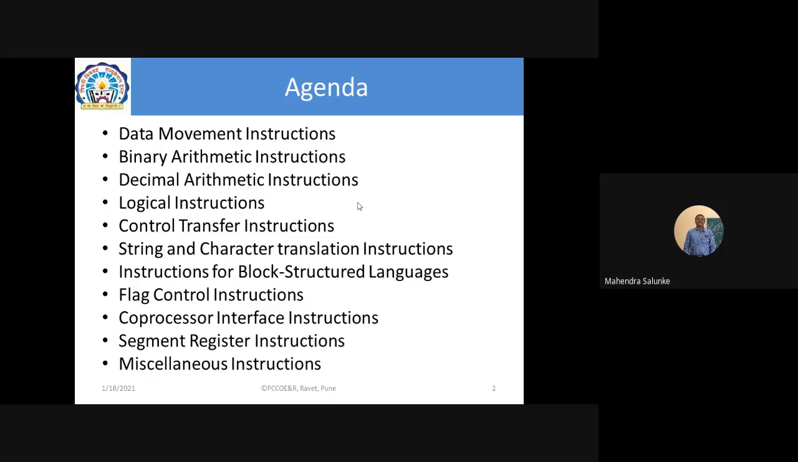All right, so here we will talk about the different instructions. These are the instructions, right? There are a total of 11 categories as per the manual from Intel. These are the different instructions present: data movement, binary arithmetic, decimal arithmetic, logical, control transfer, string and character translation, instructions for block structured language, flag control, coprocessor interface, segment register instructions, and then miscellaneous instructions are also there. Right, so we will cover them one by one.